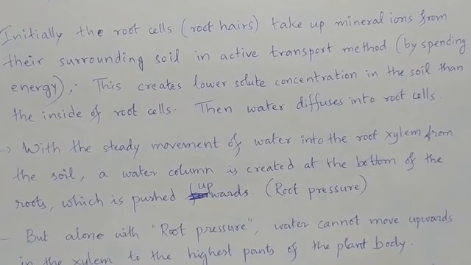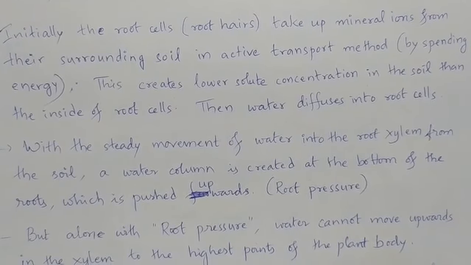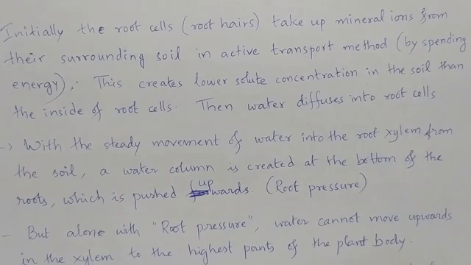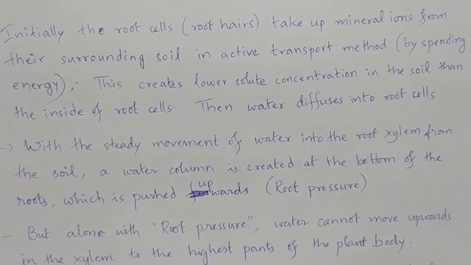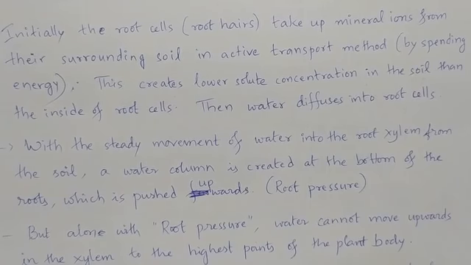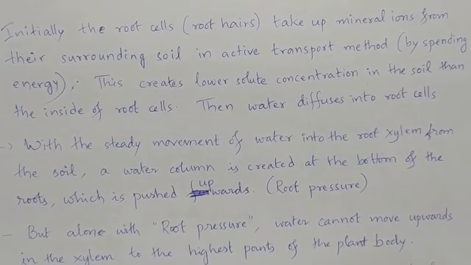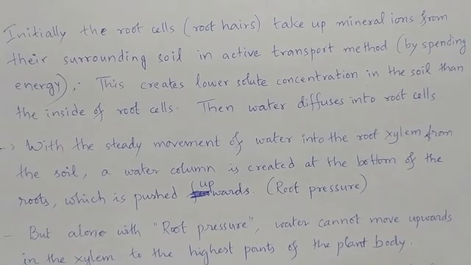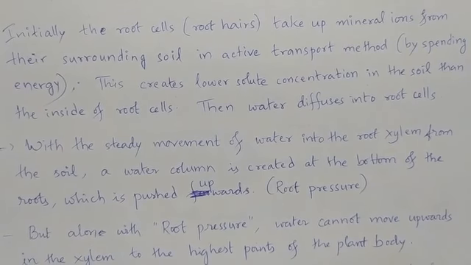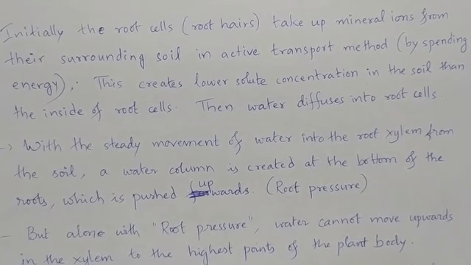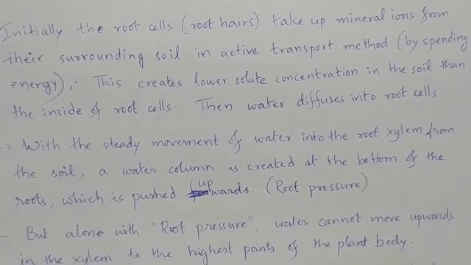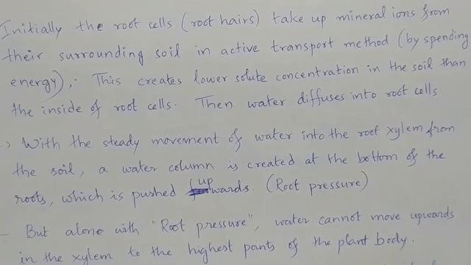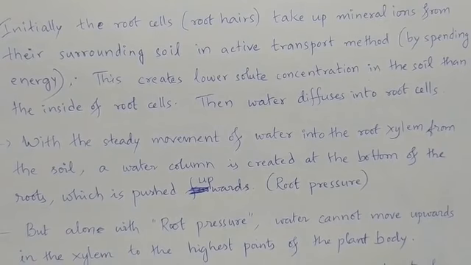So, when mineral ions are taken up by the root cells, what does it create? It creates a lower solute concentration in the surrounding soil of the root cells. That means a higher water concentration is created in the soil. Because of this, what will happen? The water enters into the roots. Then water diffuses into the root cells.